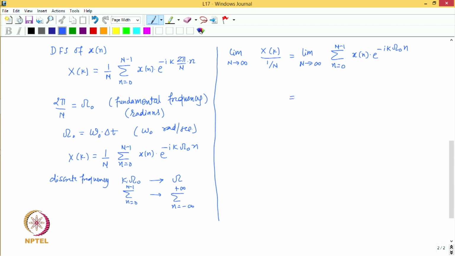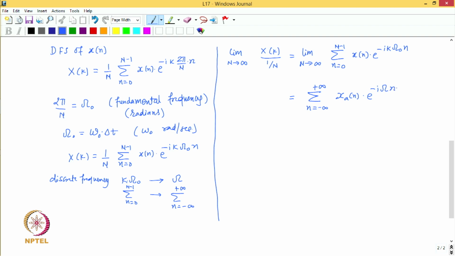So, on the right hand side, let us incorporate the modifications we just discussed, and those modifications would be, now the summations would proceed from minus infinity to plus infinity, right. And now the signal x n, when n tends to infinity, becomes the original aperiodic signal, right, and that we can write as x a n into e to the power minus i. Now, k omega naught will become omega n.